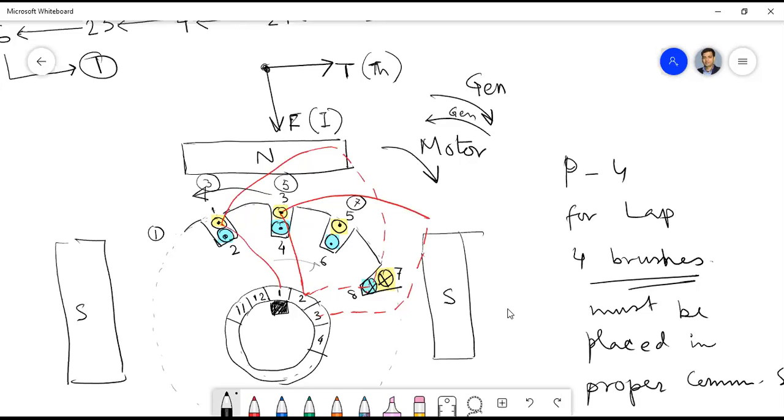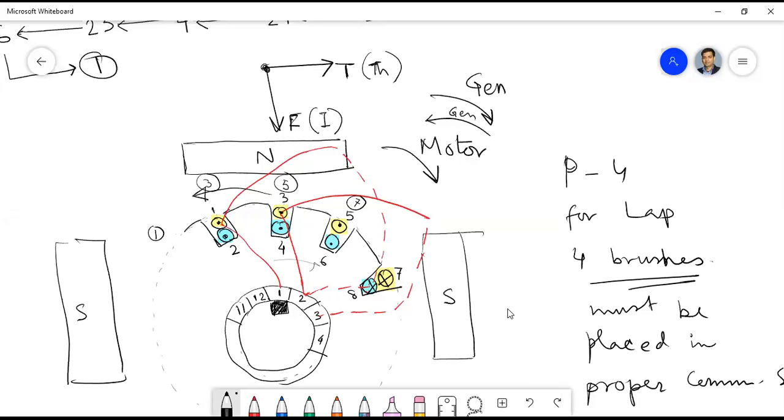Do you agree with this point? Yes, sir. Otherwise, the torque will not be unidirectional. If the cross is also cross in the next instant, then the torque has to change. Okay, you have to understand this point.